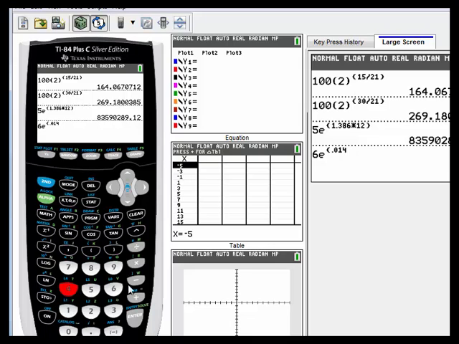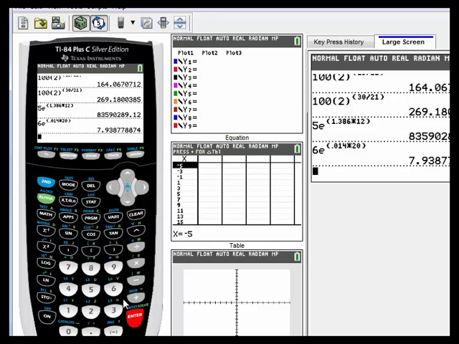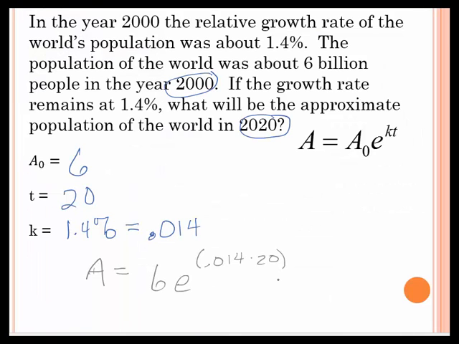0.014, and I can't remember if I put that on the screen. I might have to go back and change it. I think I put 1.4. I'll have to see. 0.014 times 20. And it looks like we're going to be at about 7.94, approximately 7.94 billion people in 20 years. And I guess I was worried I'd put 1.4 there instead of 0.014. So don't forget to change your percent to a decimal when you use this formula.